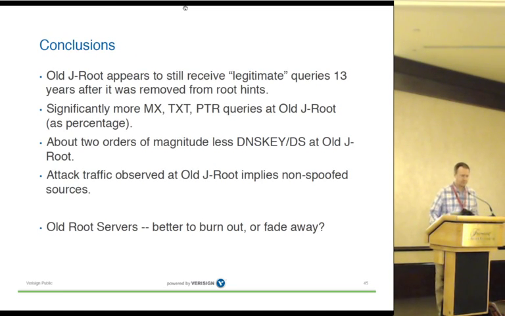Wrapping up. Based on what we see here, I think that the old address appears to receive a mix of what I would call both legitimate and garbage queries. We see a lot more MX spam, TXT and PTR queries at old J-Root. We see about 2 orders of magnitude less evidence of DNSSEC, DNSKEY and DS queries, and I think that something like this old address can maybe help us learn when attacks are spoofed source addresses or coming through actual legitimate recursive name servers.